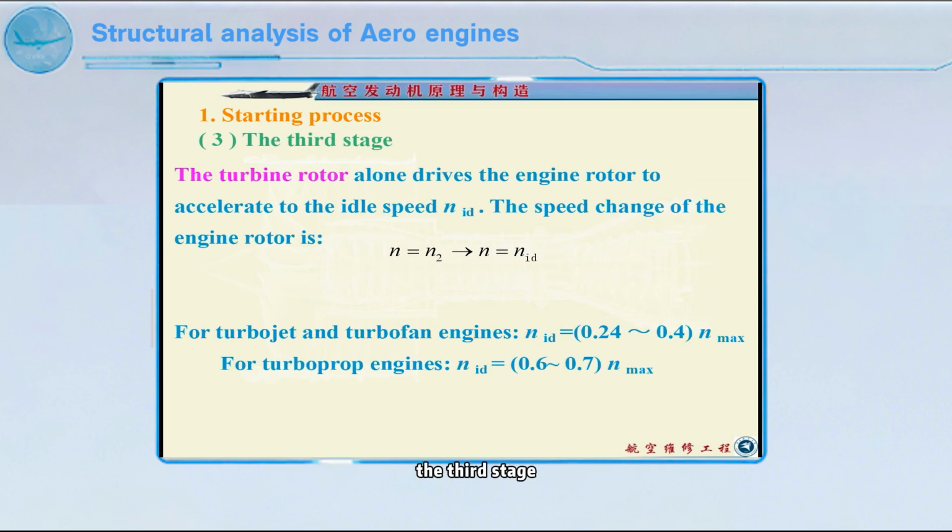The third stage, the driving force for accelerating the engine rotor, comes from the turbine rotor. That is, the turbine rotor alone drives the engine rotor to accelerate, and the rotor speed increases from N2 to the slow speed. The above 3 stages are the engine starting process.